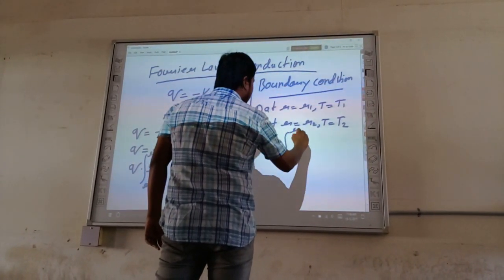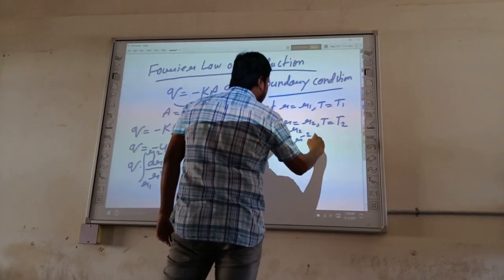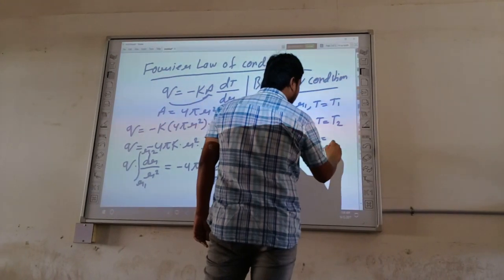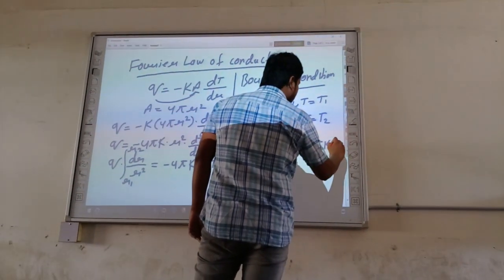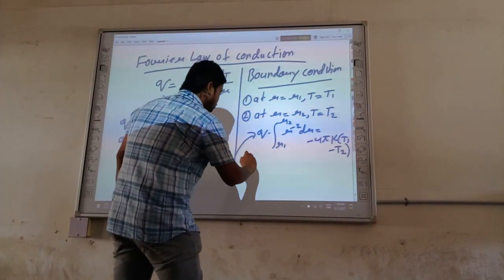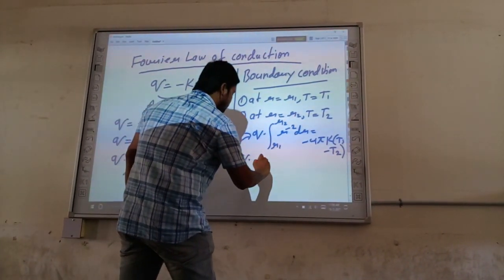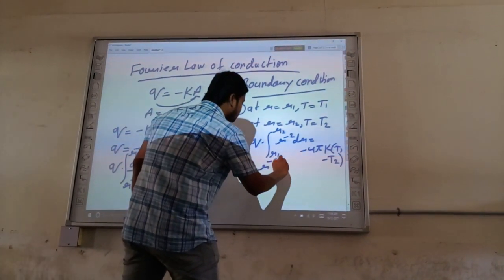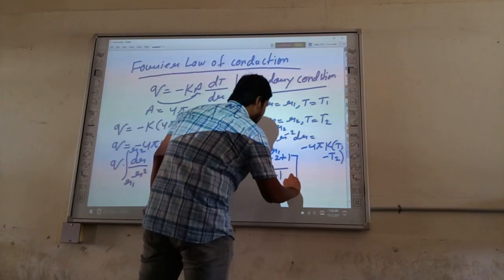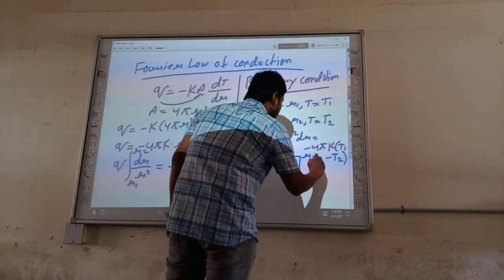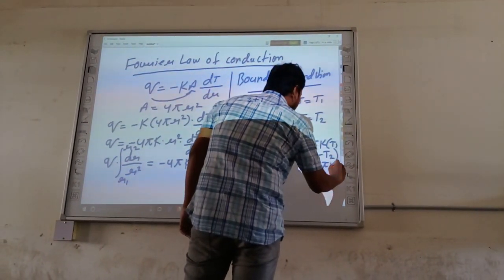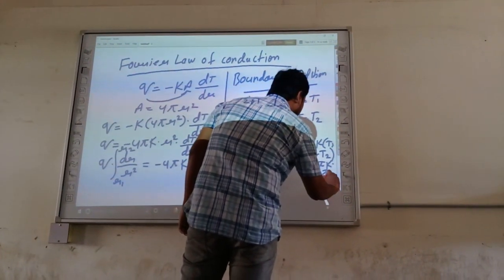R1, R2, minus 2, dr, minus 4 pi k T1 minus T2. Q is, you can say, this is R minus 2 plus 1 upon minus 2 plus 1, R1 R2 is equal to minus 4 pi k T1.